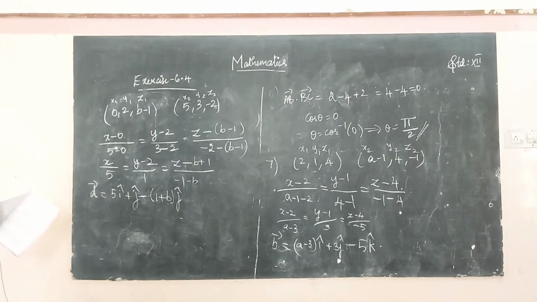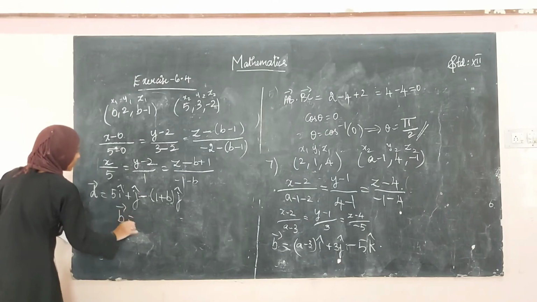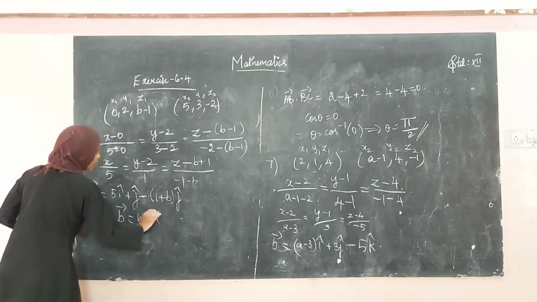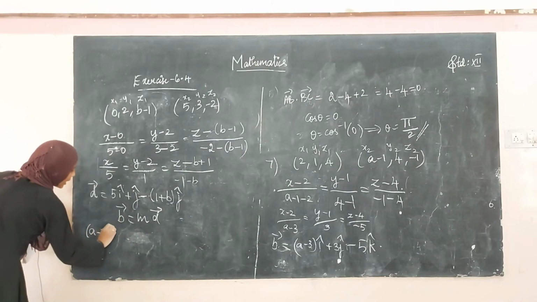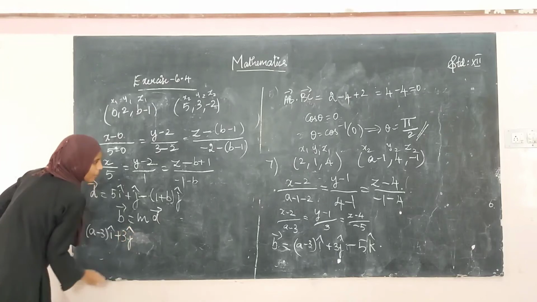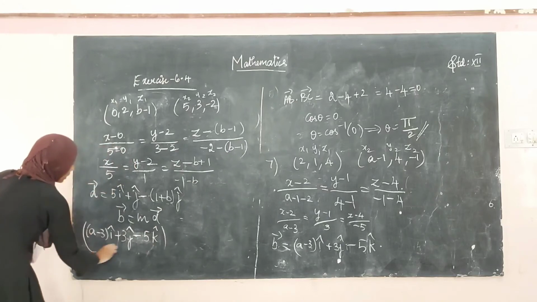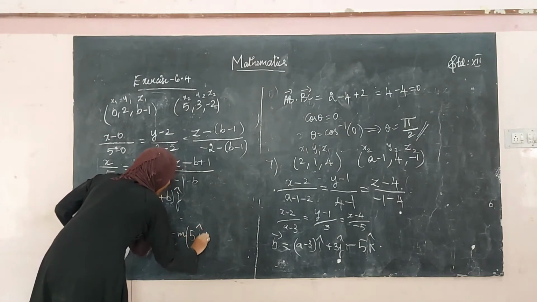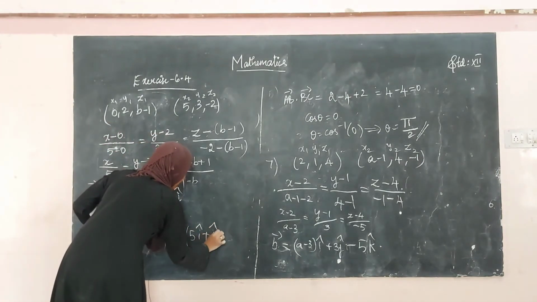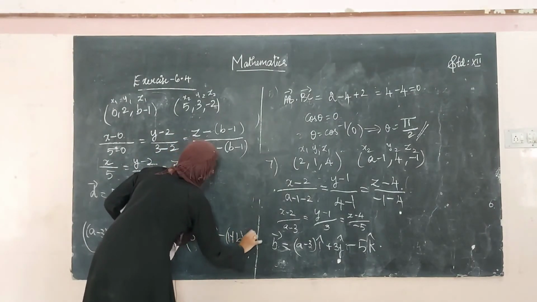Now we have found two vectors, b vector and d vector. What's the condition? These two lines are parallel. Parallel means the condition is b vector equals, let us take it as, m into d vector. What is b vector there? Write it here: a minus 3 into i cap plus 3 into j cap minus 5 into k cap equals m into this side: 5 into i cap plus j cap minus 1 plus b into k cap.